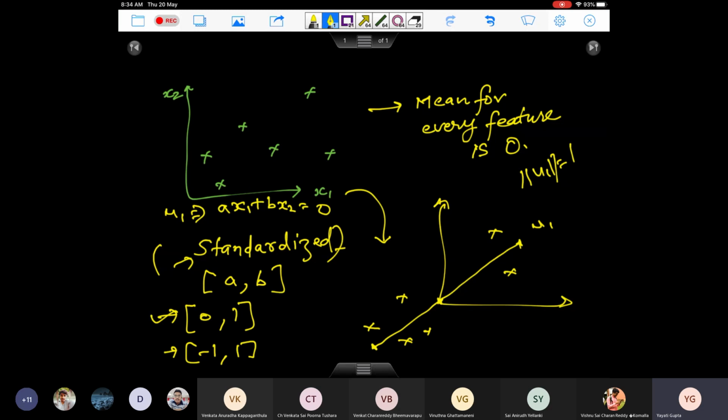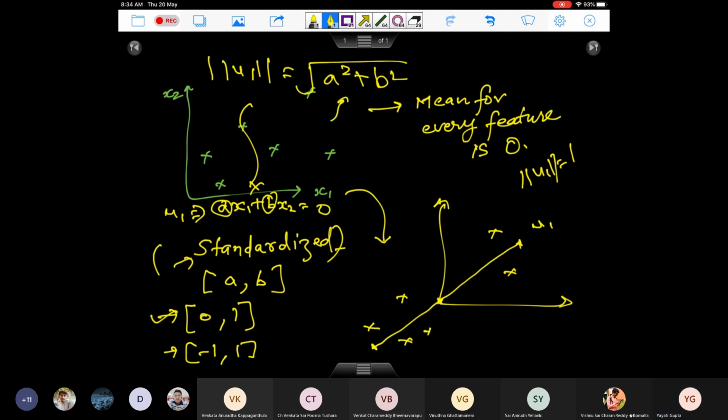The norm of this vector U1 would be nothing but the square root of the sum of the squares of the coefficients of the individual terms. The coefficient of x1 is a and the coefficient of x2 is b. So the norm would be the square root of a squared plus b squared. These are a few things that you have to keep in mind. I'll come to why we ensure this norm is kept to 1. It will be clear when we talk about the equations and how we achieve this U1, why we are setting the norm of U1 to be 1.